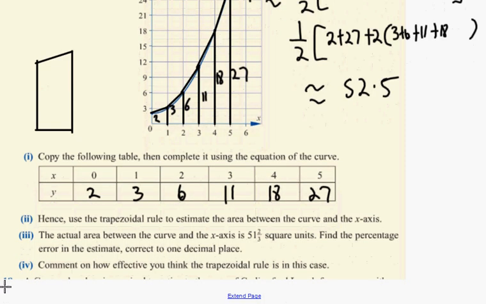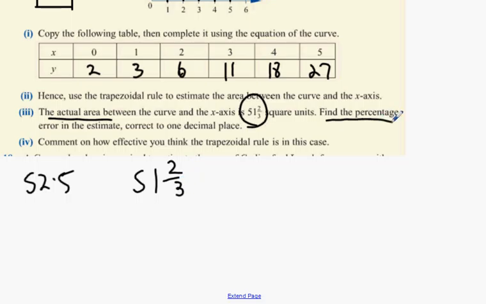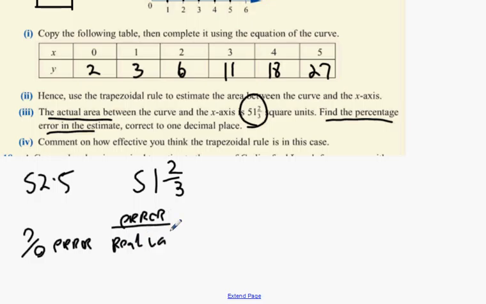Now, what they then ask is this: we got an answer of 52.5. And it says the actual area computed by integration is 51 and 2/3. Find the percentage error. Percentage error is a formula that's not in your notes, and you've got to know. Percentage error equals your error divided by the real value, the actual value. We would have done this in the arithmetic section. Multiply by 100 over 1.